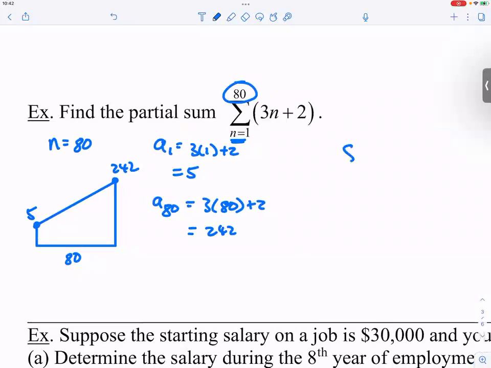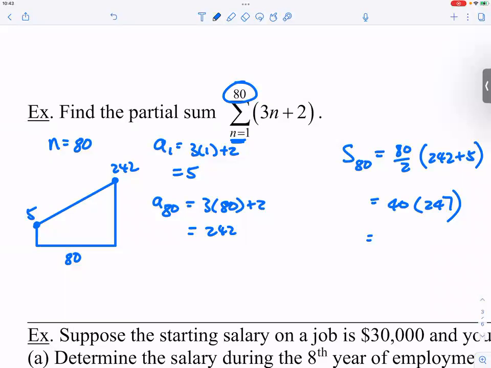All right, so basically you are finding the area of this particular trapezoid. So you have S80, indicating that you are finding the total of the first 80 terms together. That would be 80 divided by 2 times 242 plus 5. That means you have 40 times 247, and you will use a calculator to find out what it is.